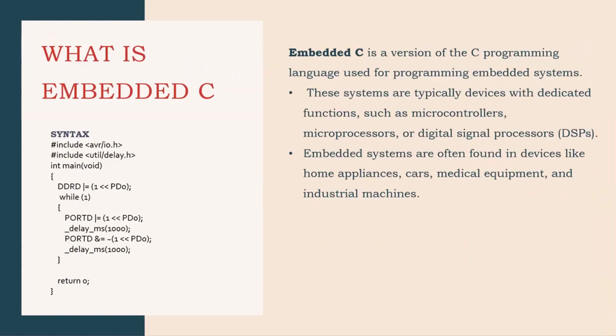Coming to this slide, we can see what is embedded C. Embedded C is a version of the C programming language used for programming embedded systems. These systems are typically devices with dedicated functions, such as microcontrollers, microprocessors, and digital signal processors (DSPs). Embedded systems are often found in devices like home appliances, cars, medical equipment, and industrial machines. This is the syntax of embedded C.